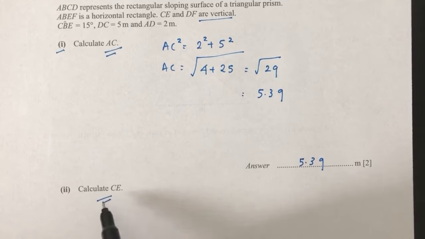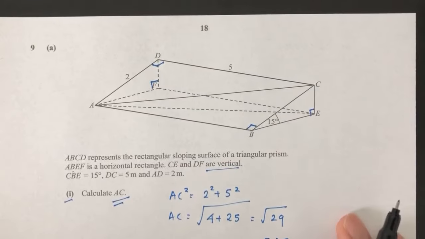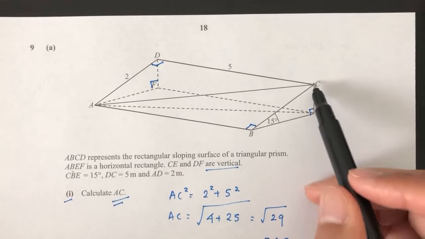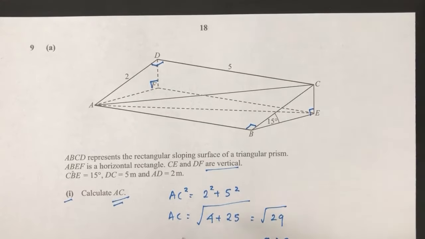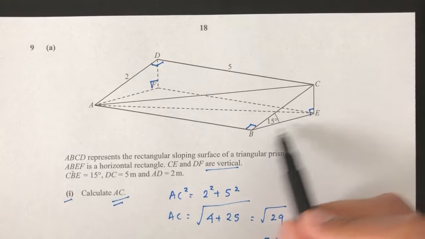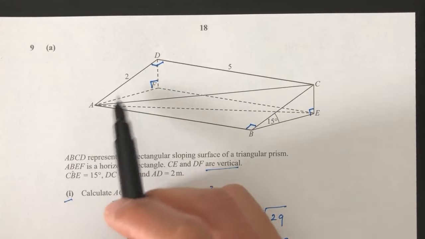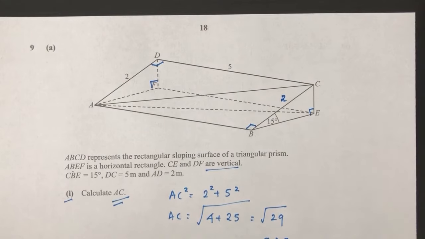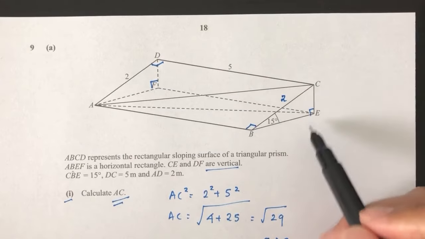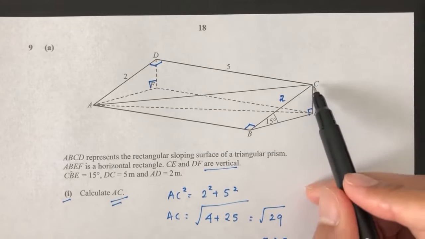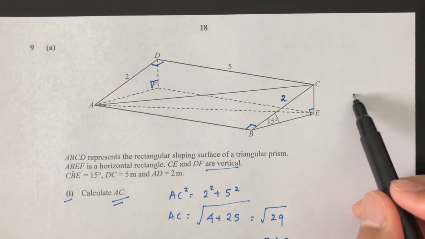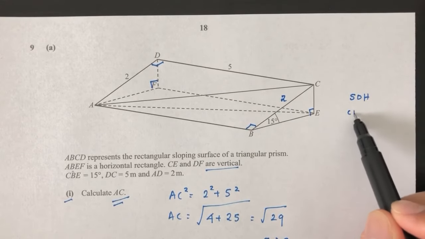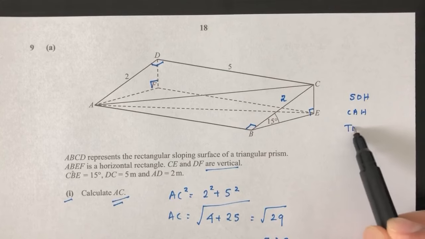Now for part 2, calculate the length of CE. CE, where is C? C is this one. So how do you find this length? So if you know this side is given to you as 2, the top is 2, and how would you find the length of this side? So let's think. This is a right angle triangle, so we can use SOHCAHTOA.